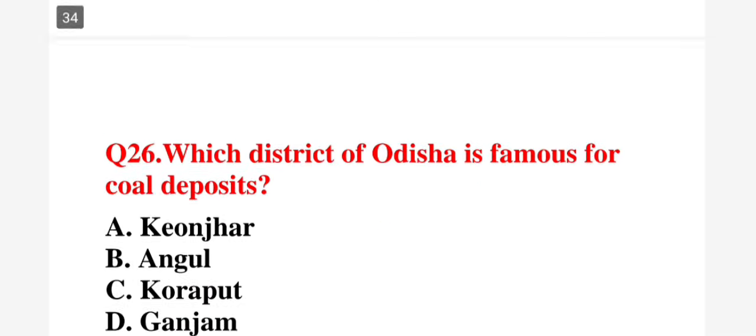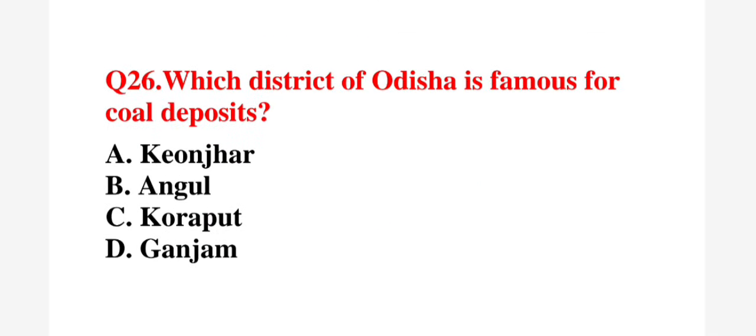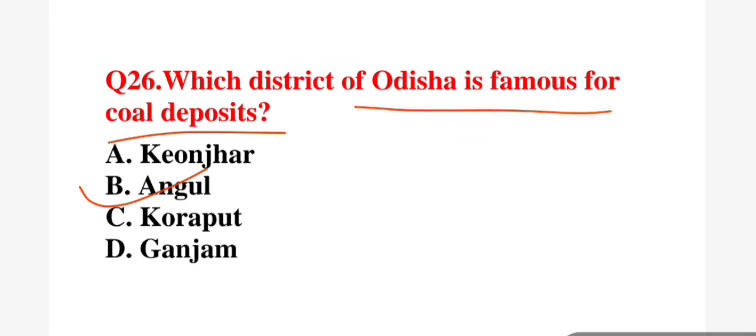So the next question: which district of Odisha is famous for coal deposits? Option A, that is Keonjhar. Option B, Angul. Option C, Koraput. And option D, that is Ganjam. So you all know this answer. The right answer is option B, Angul. So why? Because the major deposit of coal, that is Talcher coalfield, is located here.